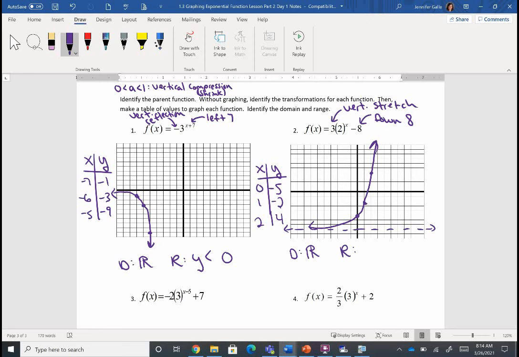Now, the range is where we have to focus, though. That's dealing with our y values. The imaginary line that I can't touch or cross is at -8. Is my graph above that -8 line or is it below? It's above, so we're going to put greater than.